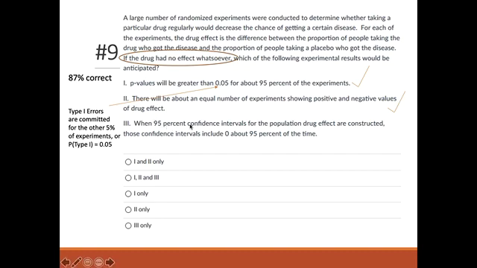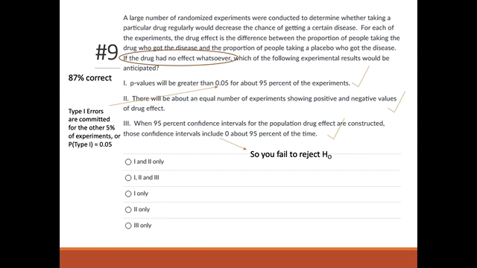So number 3, when 95% confidence intervals for the population drug effect are constructed, these confidence intervals should include 0 about 95% of the time. Well, that's a true statement because remember, we're building confidence intervals using a method that should capture the truth 95% of the time. We have many experiments, so about 95% of those experiments should be capturing the truth, and the truth is 0. So that should be captured within the confidence interval. If 0 is captured within that confidence interval, you are failing to reject the null hypothesis. You're not rejecting the null hypothesis.